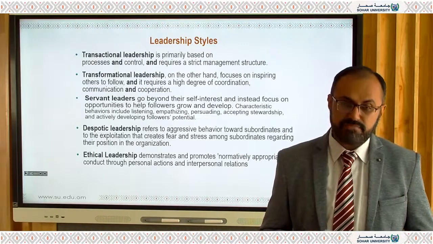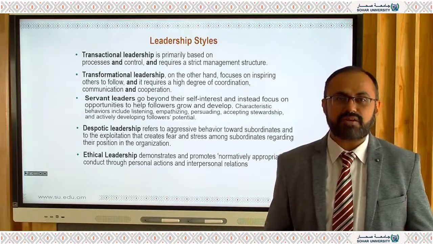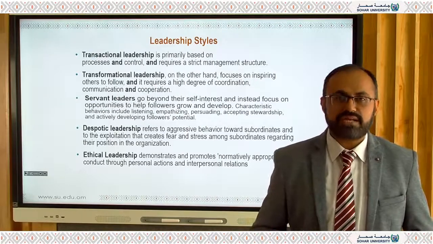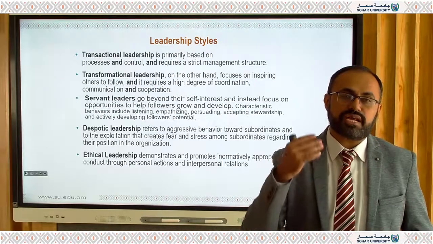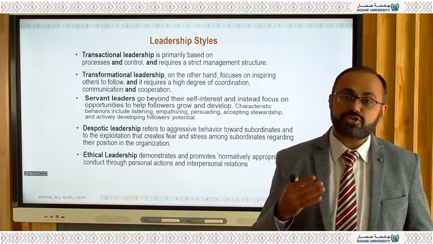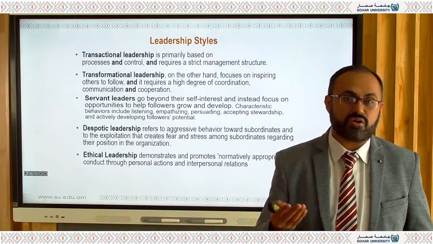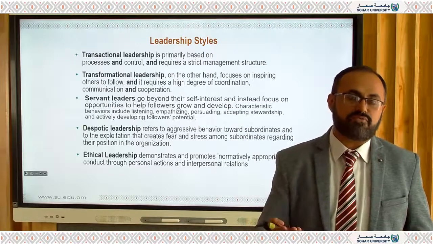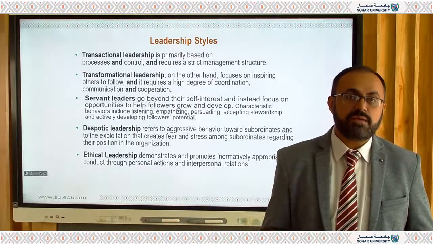So despotic leadership is actually a negative type of leadership, but you should be aware of that, so that you should not get toxic from such leaders who are not behaving well and who may reduce the overall performance of the organization. So you can report such leaders to HR if any such problem is happening.